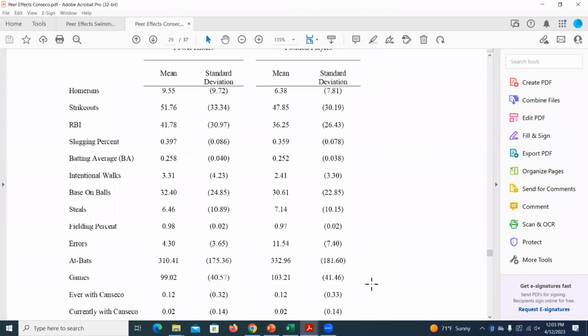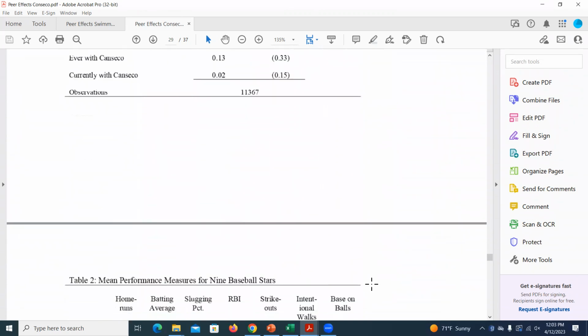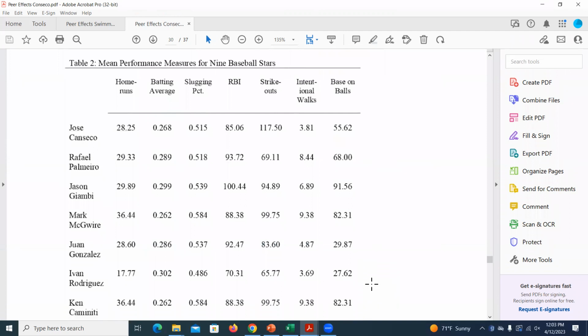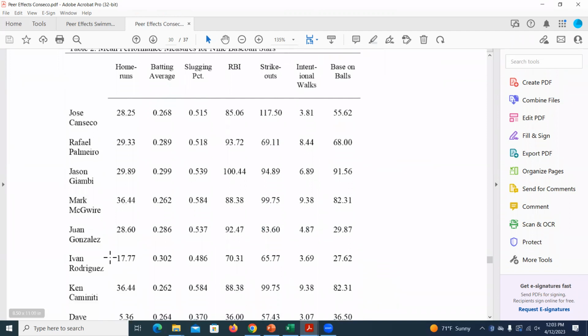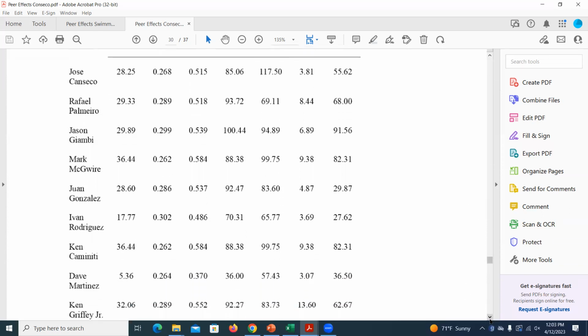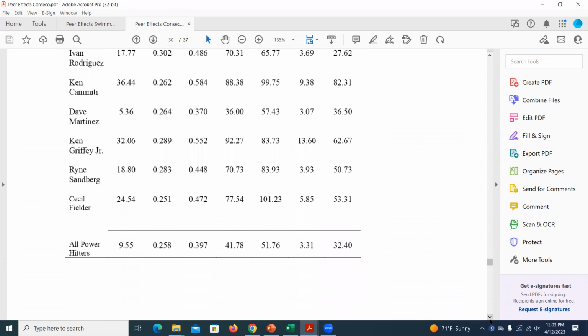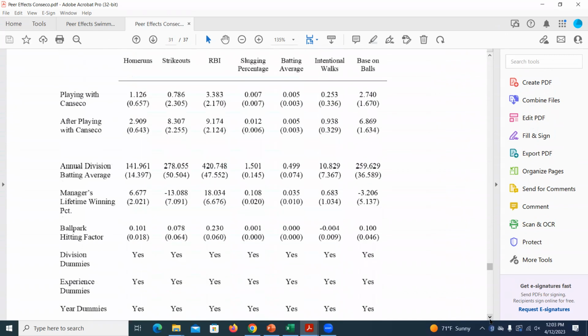And they've got some descriptive statistics, some summary statistics. And then they have all these different players, and they're not going to hone in just on Jose Canseco, but on some of these other players as well, who are either known or allegedly use steroids. So they have this nice subset of players.